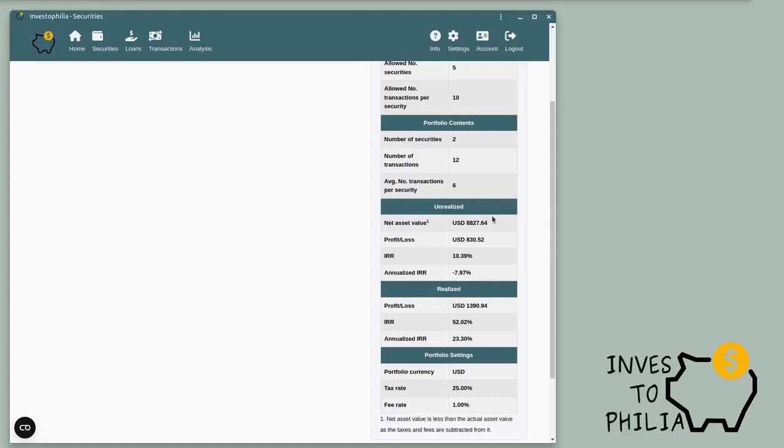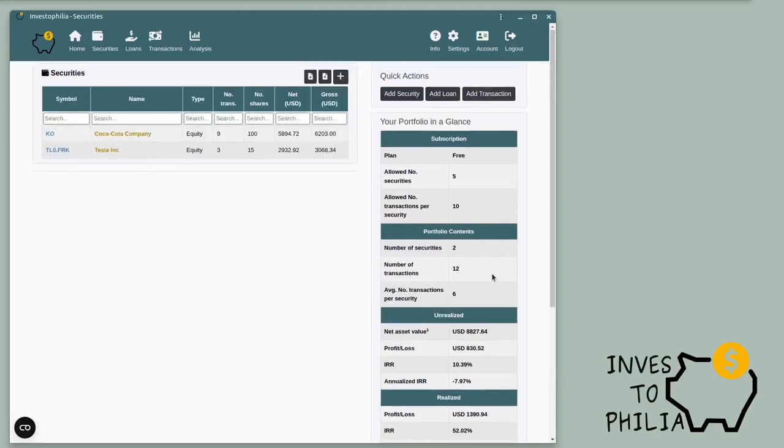In addition to these numbers, you can also find some important information. For example, your subscription plan and how many securities you're allowed to have in your portfolio. In this case, you see we have two securities in our portfolio, and this is below the maximum of 5 securities allowed in our portfolio. So we are good to go with our free plan. Otherwise, we have to upgrade to a higher plan.